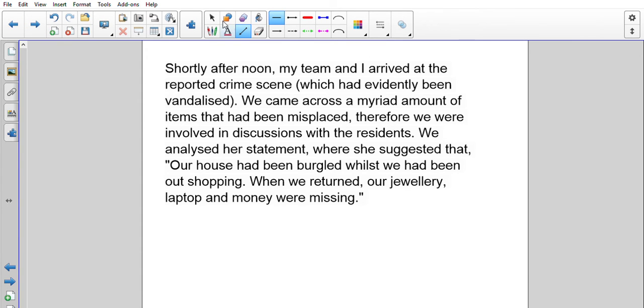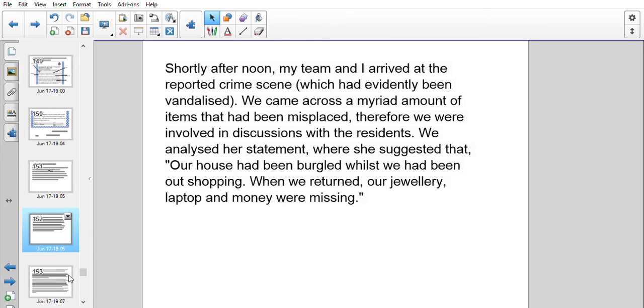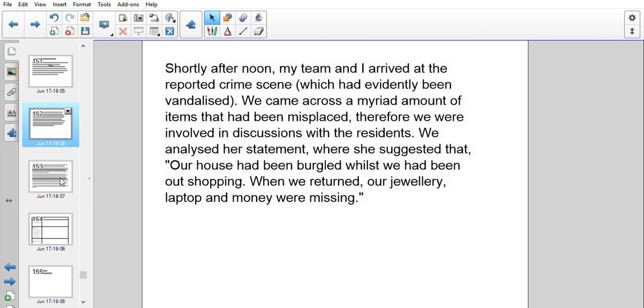So a better example, using parenthesis as well and better vocabulary. Shortly after noon, my team and I had arrived at the reported crime scene, which had evidently been vandalised. We came across a myriad amount of items that had been misplaced. Therefore, we were involved in discussions with the residents. We analysed her statement where she suggested that our house had been burgled whilst we had been out shopping. When we returned, our jewellery, laptop and money were missing. It's much better, okay, written in a better way as well.